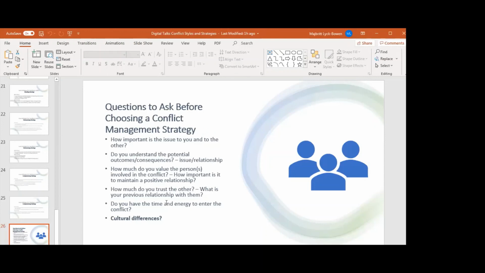Start questioning: why is it that you're using this particular style? Why is this so important for you? Have you thought about the issue? Have you thought about the relationship? I also think you can use it when you're trying to prep people to go into a situation. You can use it yourself as a prep, think the different strategies through if you know you're going into a difficult situation, and you can do the same with a bigger group as well.